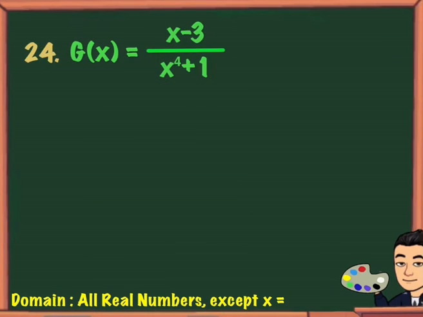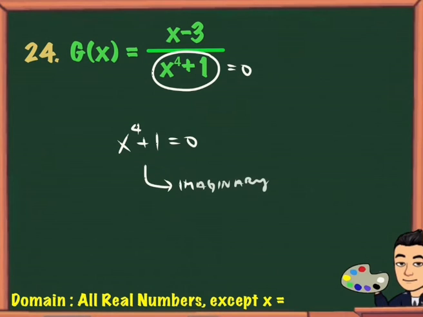So here, if you set the denominator equal to 0, x to the fourth power plus 1 equals 0, and this is actually going to give you imaginary solutions. Your domain is going to be all real numbers, and there are no exceptions.